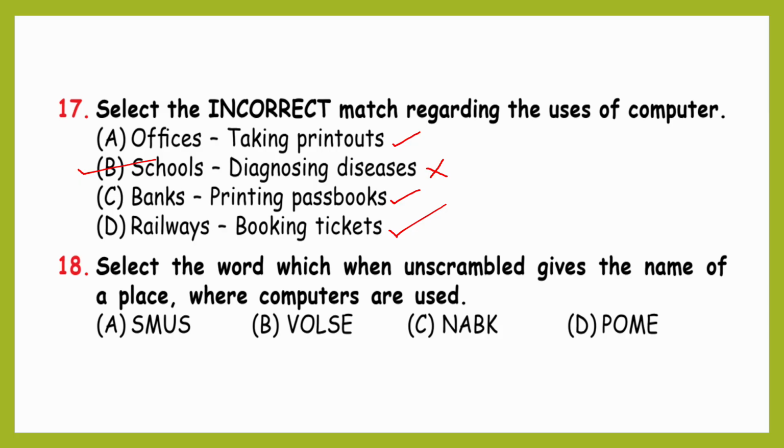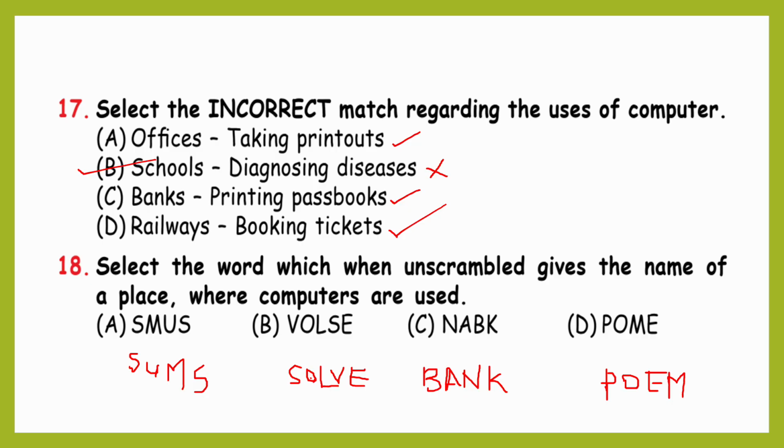Then next one. Select the word which when unscrambled gives the name of a place where computers are used. So, some words are given. We have to unscramble them. So, the unscrambled words are sums, solve, bank, form. Out of these, bank is a place where computers are used. So, option C is the correct answer.